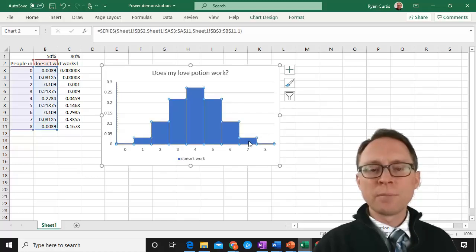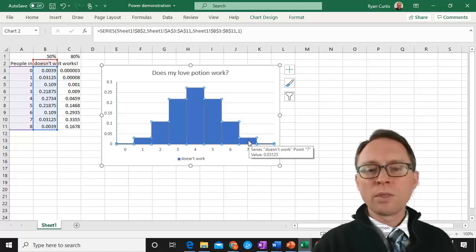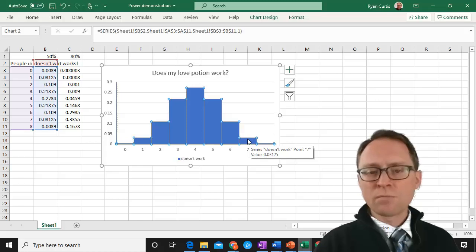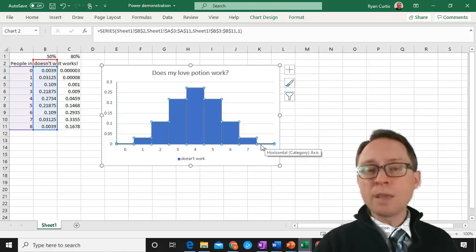Well, what about if 7 people fall in love? If 7 people fall in love, then we know that the value 0.0312, that's the probability of 7 out of 8 people falling in love when the love potion doesn't work. So 0.03125 plus 0.0039, that's still less than 0.05. And so if 7 or 8 people fall in love, then we're going to reject the null hypothesis.